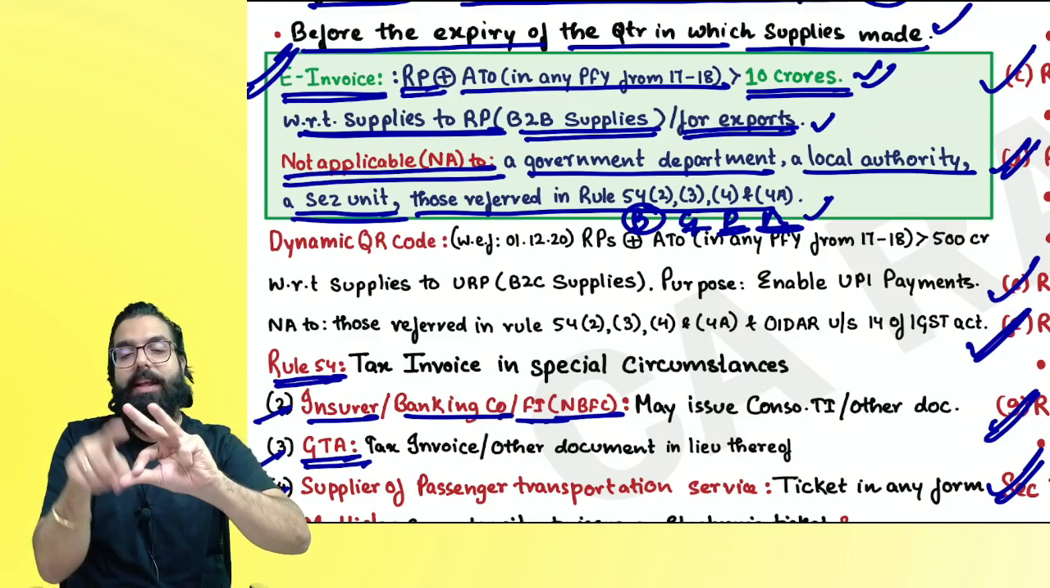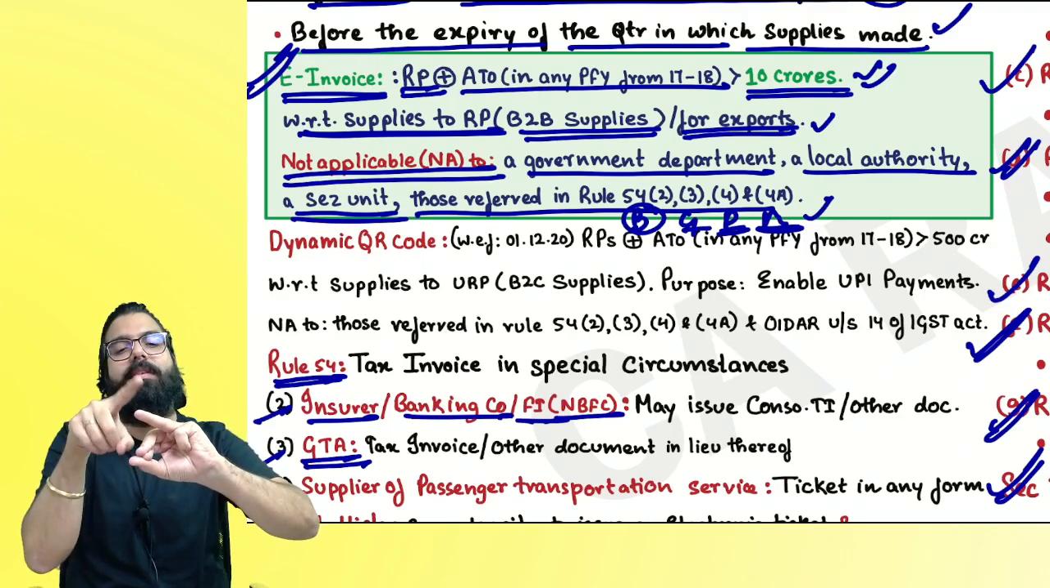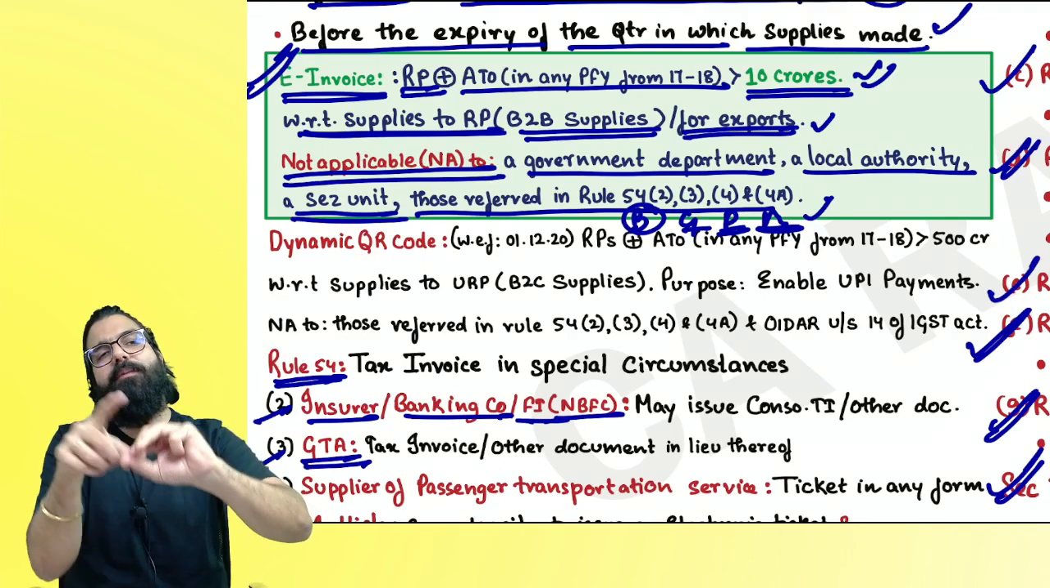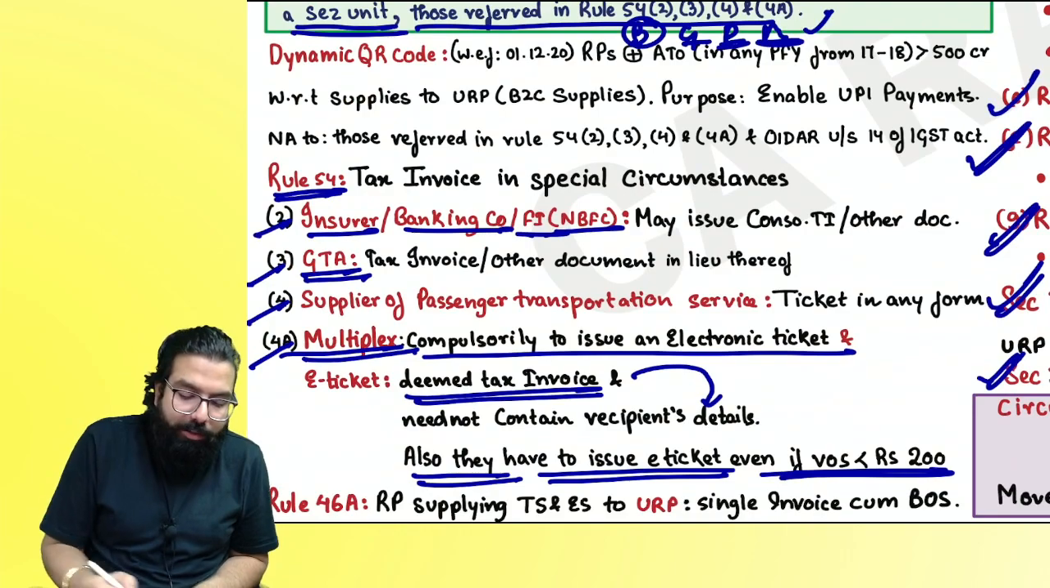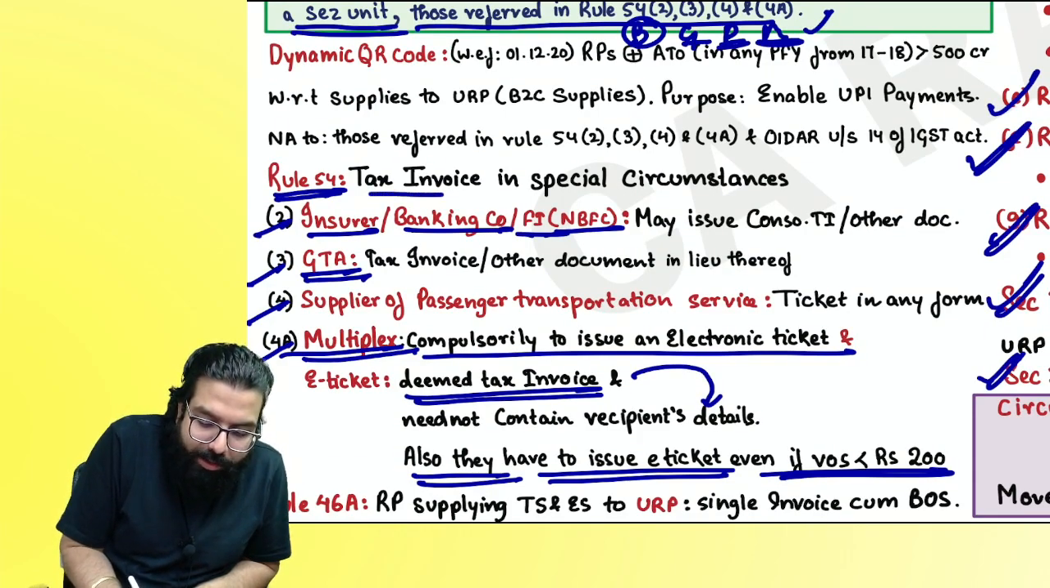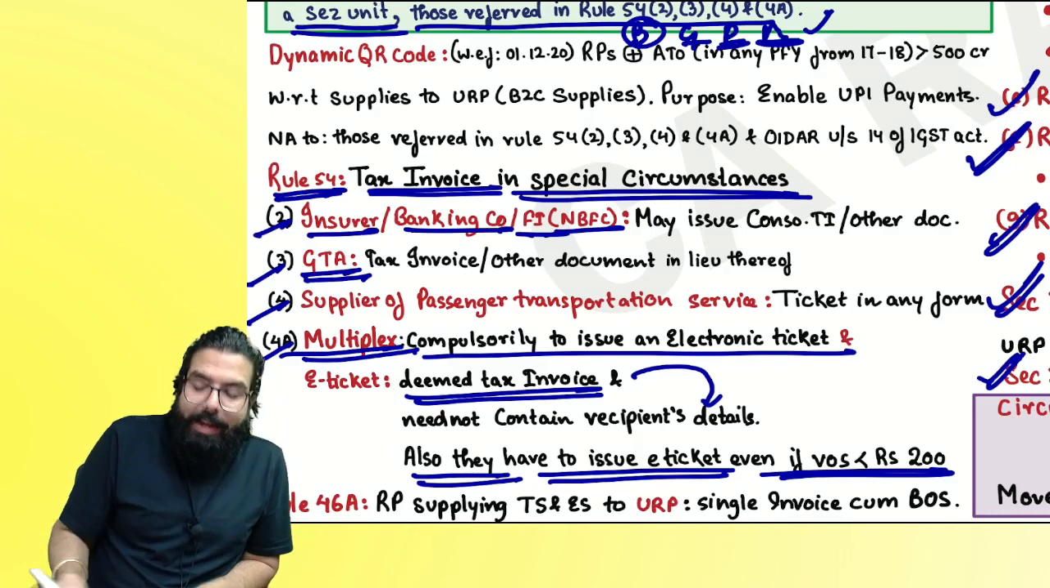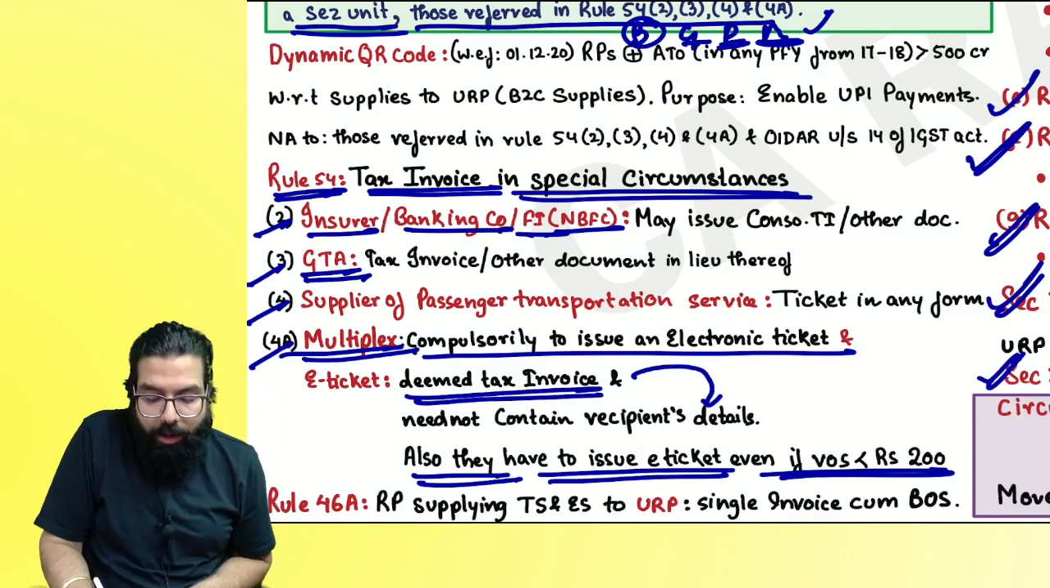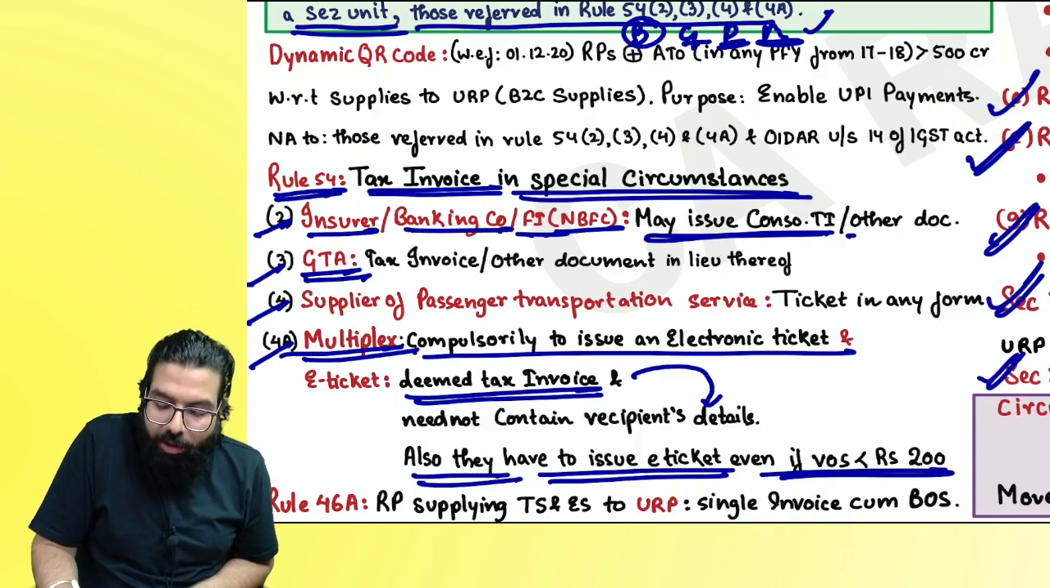G for GTA, P for passenger transportation service, and M for multiplex. Why will these people not generate a tax invoice? Because these are special circumstance cases. Banking companies, etc., can generate what? A consolidated tax invoice or other document.